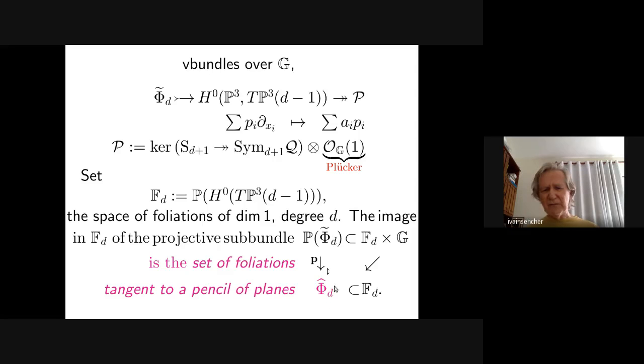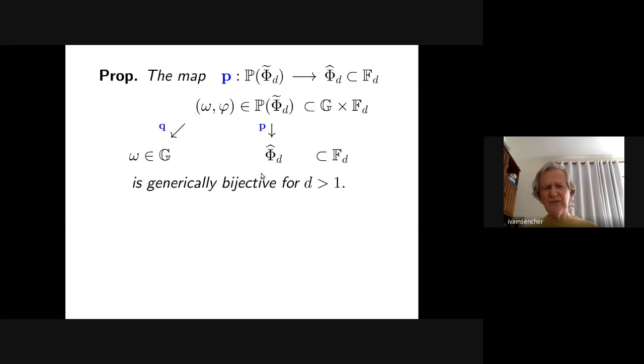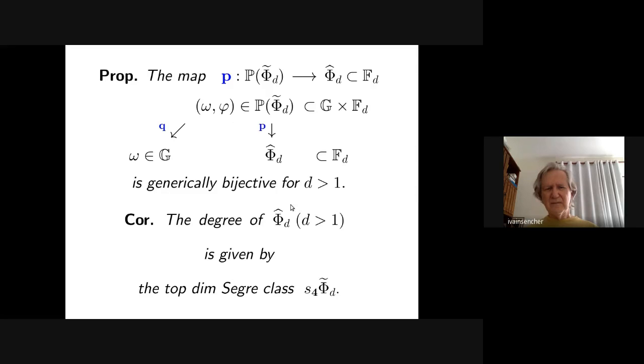In fact, this projection map here is generically bijective, at least for d bigger than 1. The case d equals 1 can also be handled, but there is a trick. It's not worthwhile talking about it now. Wait for the preprint. So that's a very happy situation.